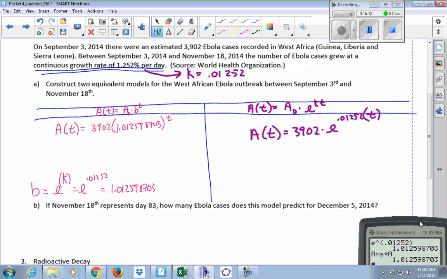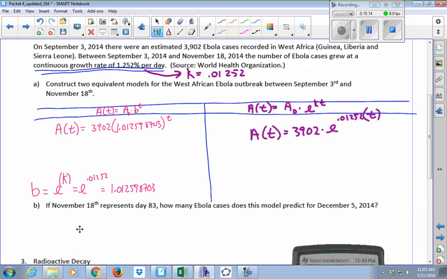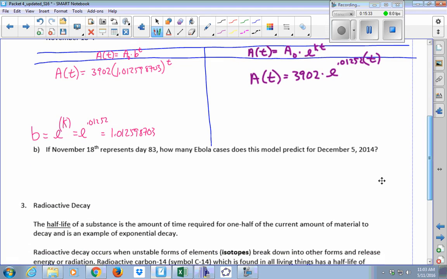And now we're trying to figure out, if November 18th was 83 days after this outbreak, when we started recording these numbers of Ebola cases, how many Ebola cases would be predicted for December 5th if this model was still a good model? Well, we have to figure out how many days after September 3rd December 5th is. And we know November 18th is our 83rd day. So December 5th is our 100th day.